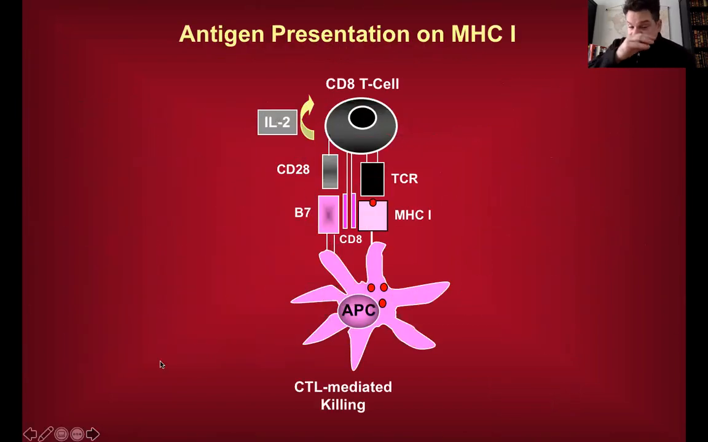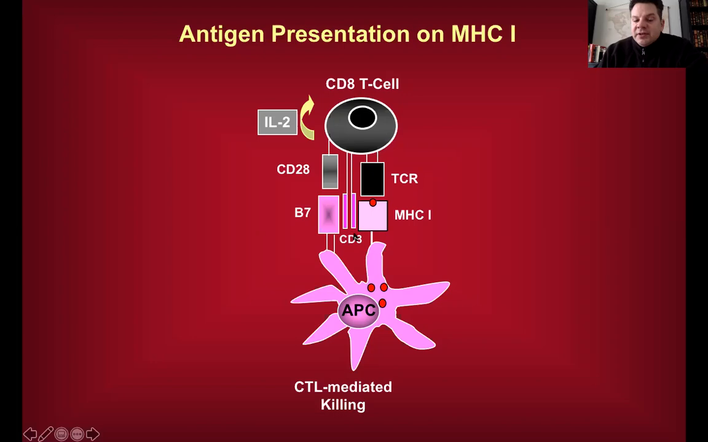Okay. So MHC class 1, let's go through the arming of a cytotoxic T cell. So this will be a virally infected antigen-presenting cell. This in my drawing is the shape of a dendritic cell. It's going to present the antigen on MHC class 1. You're going to have your cytotoxic T cell with the T cell receptor and CD8 to form this tight binding. The co-stimulatory molecules in this instance are CD28 and B7. CD28 is on the CD8 cell, and B7 is on the antigen-presenting cell.